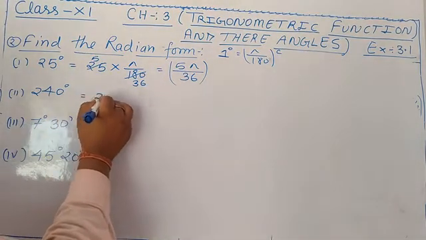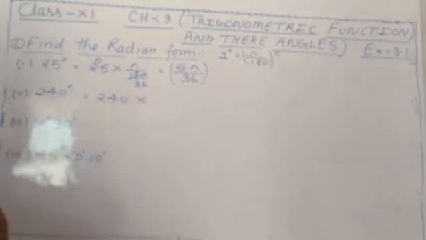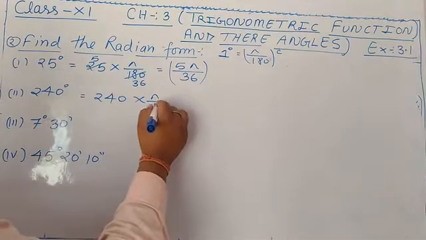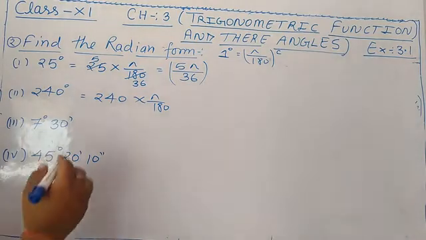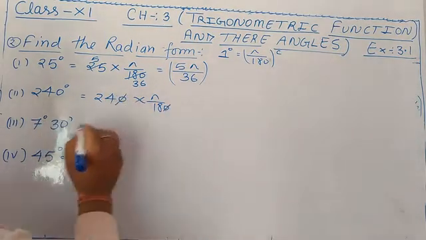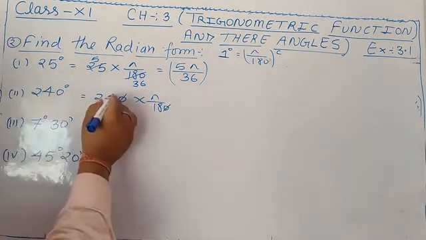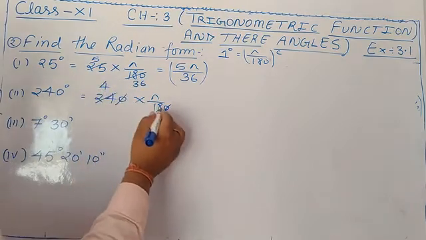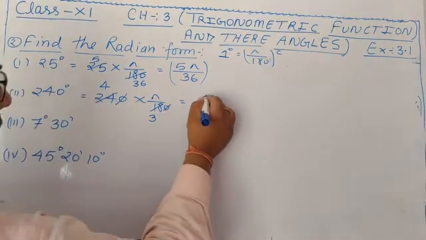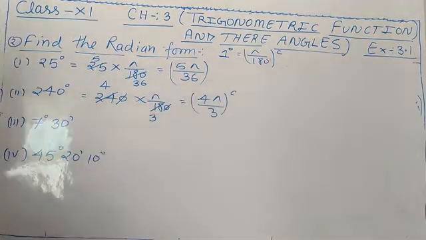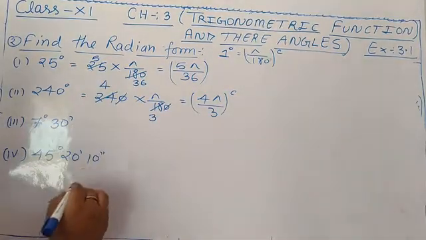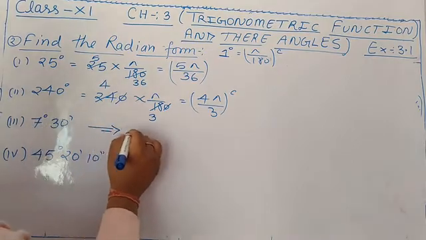Next question, 240 into pi upon 180. 240 pi upon 180. 0 0 cancel. 6 4s are 24, 6 3s are 18, is also equal to 4 pi by 3 in the form of radian form. The third question is very important, student.